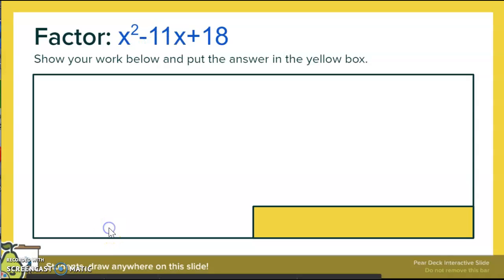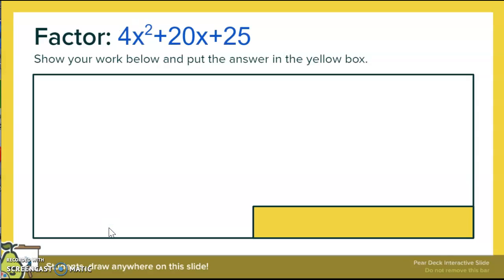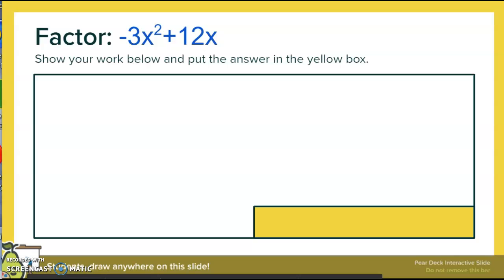There are 5 Pear Deck factoring problems. Please pause the video and factor them yourself. The link will be in Canvas. Okay, let's go through this.